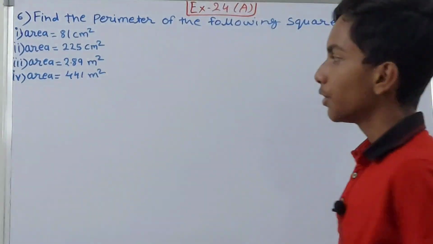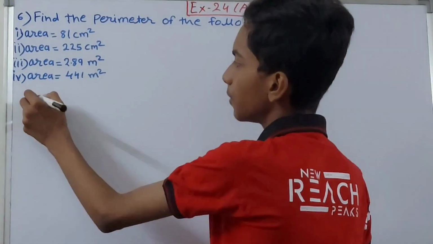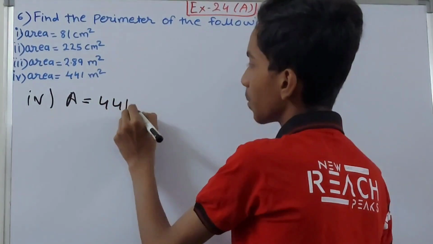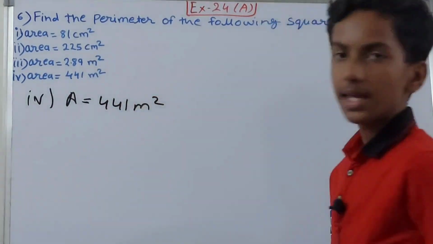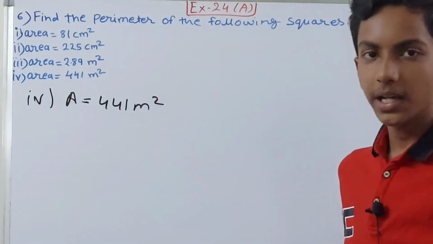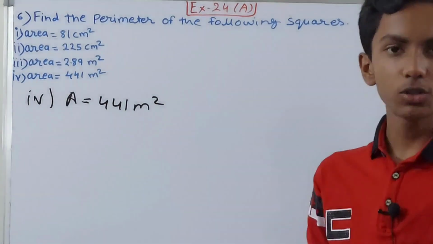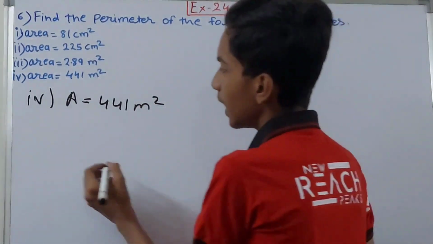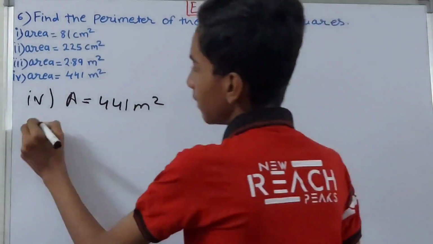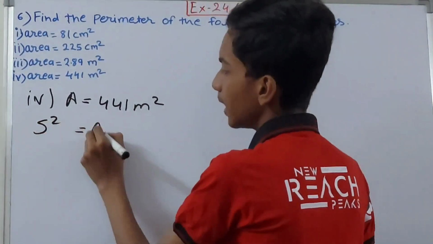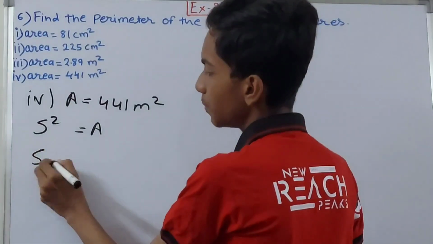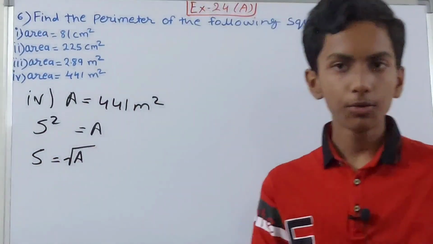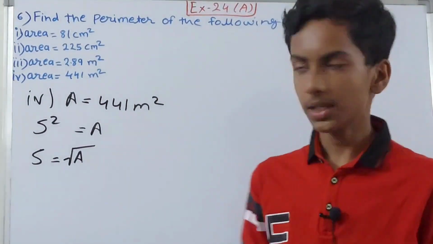So what is this going to be? Again, see here in the fourth one, the area is 441 square meters, right? So again, here we have a number, so we don't have to convert anything. In the previous one we had a decimal, so we converted that to a fraction, but here it's just a number. So again we know that side square will be the area, so the side equals under root of the area. Square root of area will be the length of the side.